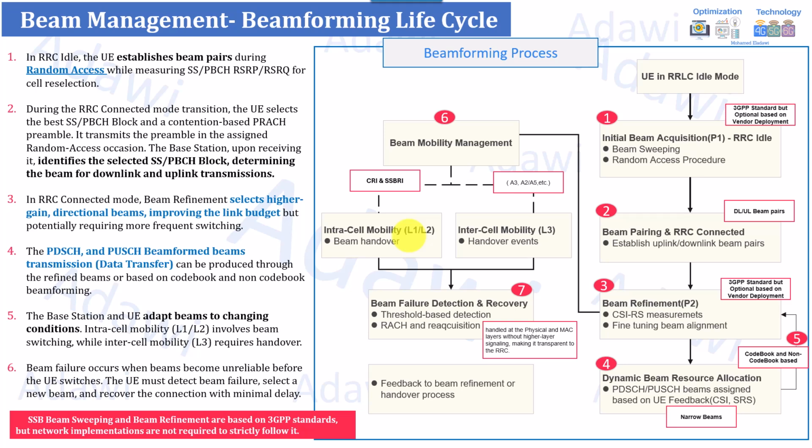This procedure is done whenever the user decides to shift from one beam to another. He will report to the network something called CRI or SSB-RI. CRI refers to the CSI-RS resource indicator, and this is the SSB resource indicator. In other words, if you have 8 SSBs, each SSB will be associated with a specific index. So if the user changed his location from SSB 8 and moved to SSB 6, he will report to the network, I'm now in SSB 6, and this is my L1 RSRP. There is L1 RSRP and there is L3 RSRP. This is like reporting the coverage of his current situation. So, as mentioned here, the base station and UE will adapt the beams to changing conditions, and this intra-cell mobility involves beam switching.